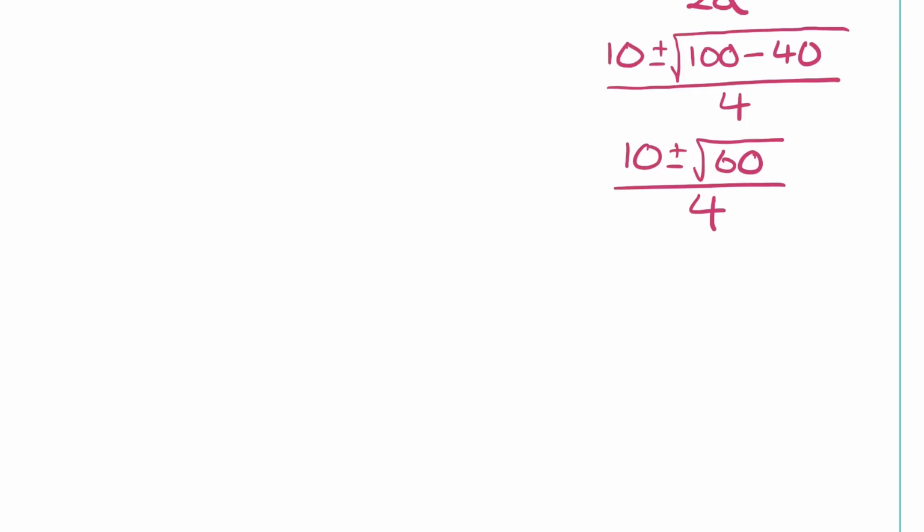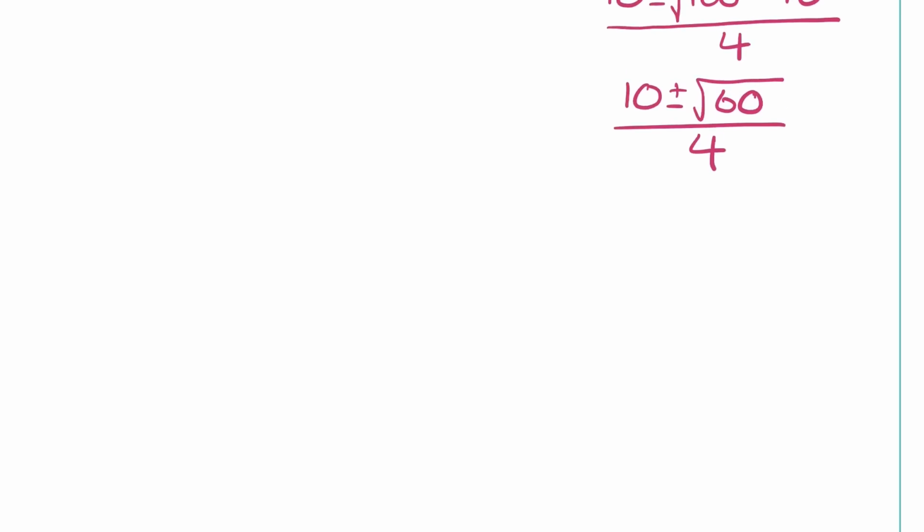So we need 2 on the bottom, which means we need to be able to divide the top and the bottom by 2. And at the moment, the top we can't divide by 2 because it's root 60. However, we can simplify that. So let's have a look. Simplifying root 60. Do it to the side.